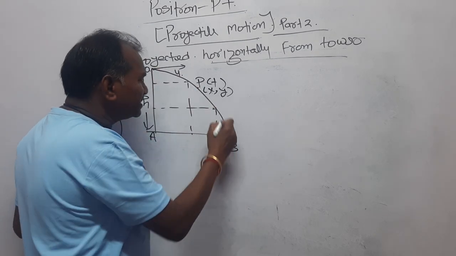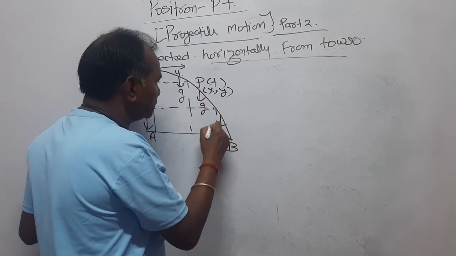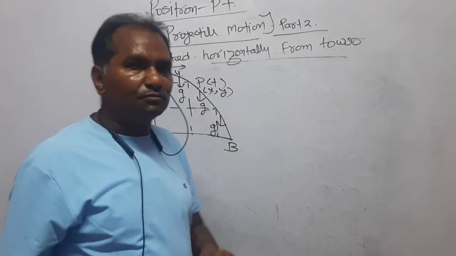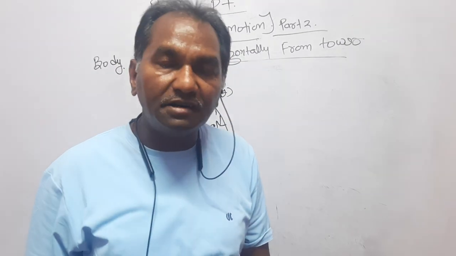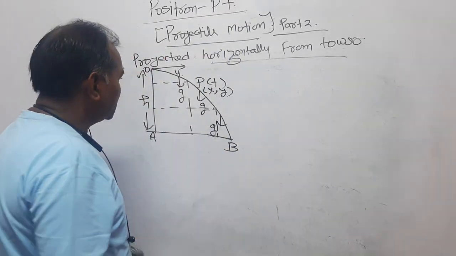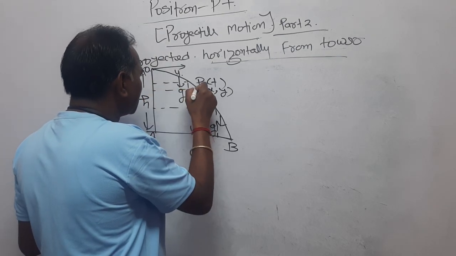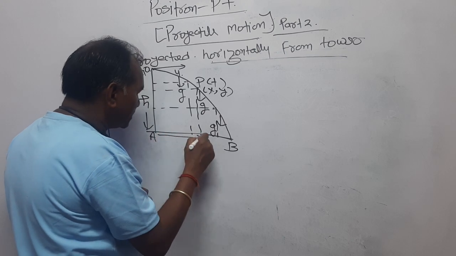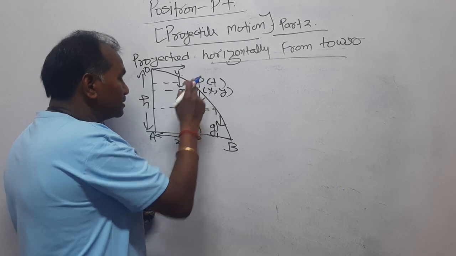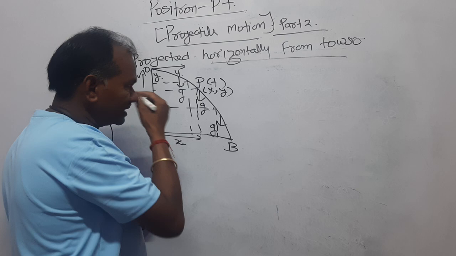Dear students, in the entire motion, there is one and only one acceleration acting, and that is acting vertically downward. This is the acceleration due to gravity. Now, dear students, in time t, the body reaches here. In that time, the body has traveled x distance. It has the coordinate x comma y. In time t, the body has traveled x distance on the x-axis and y distance on the y-axis.